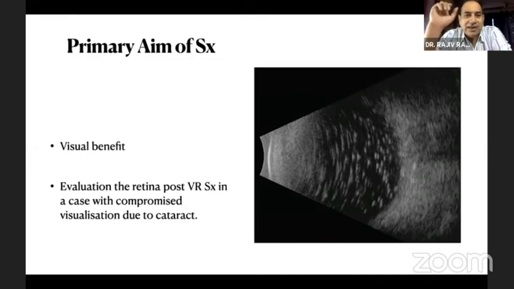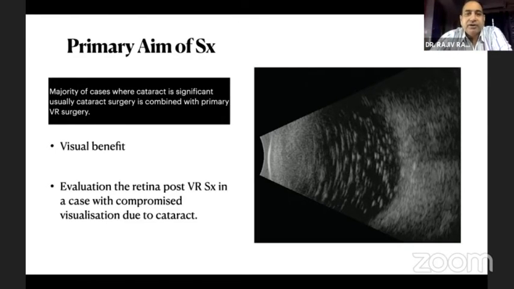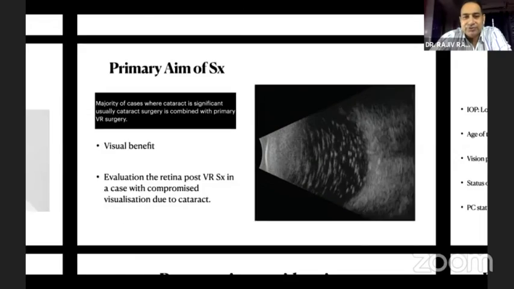So the primary aim of surgery of a phaco with an SOR, one must realize why you are doing it. If you have done a good vitreoretinal work and the patient has got a good visual potential, it is for the visual benefit. Many times we are not sure about the visual benefit, but we are unable to evaluate the retina post VR surgery. Cataract has increased, as previous talks have told, nearly 60% of them, the cataract progression happens. However, in the majority of cases where the cataract is significant, cataract surgery is usually combined with a primary vitreoretinal procedure.